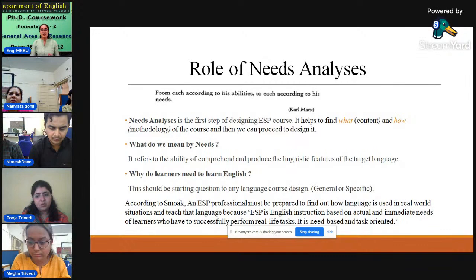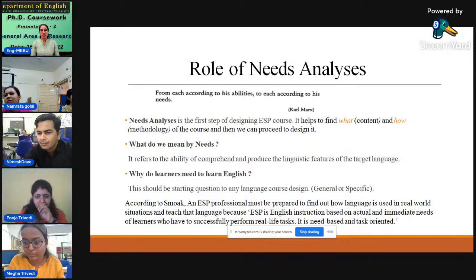So the solution for these issues is the role of need analysis, and how need analysis works: from each according to his abilities, to each according to his needs. Any kind of course, and here we are specifically talking about English courses for specific purposes, should be designed by keeping in mind the abilities of learners and their needs. Need analysis is the very first step in the process of course design. It helps us address what kind of content we should select. For example, if we do a need analysis of engineering students, we come to know what kind of content topics we can include in the syllabus of that course, and also how to teach that content, what the methodology should be.